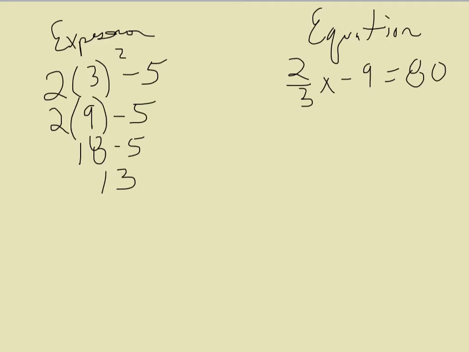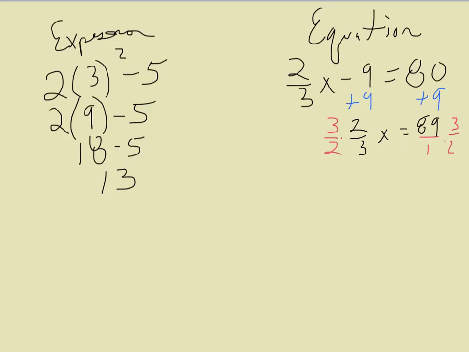I don't start with multiplication. I start at the very end. As you can see, at the very end here, I ended with subtraction. At this point, that's the first thing I have to undo. So in this case, I'm going to add 9 to both sides, and that is going to give me 2/3 x equals 89. And then I have to undo this multiplication. So in this case, I'm going to multiply by the reciprocal, which is 3/2.